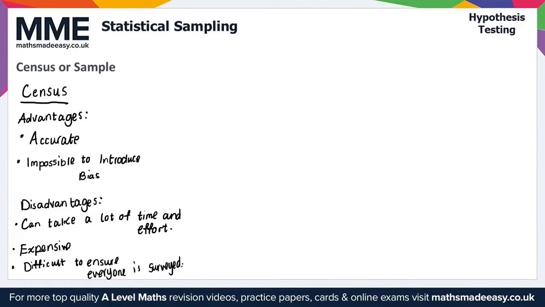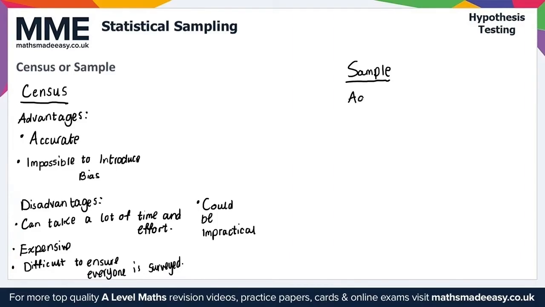And finally, for a census, one disadvantage is that if the tested items are used up or damaged by the test, then a census would clearly be impractical. So that gives us what we need for the advantages and disadvantages of a census. Let's take a look now at a sample, and again think about some advantages and disadvantages.